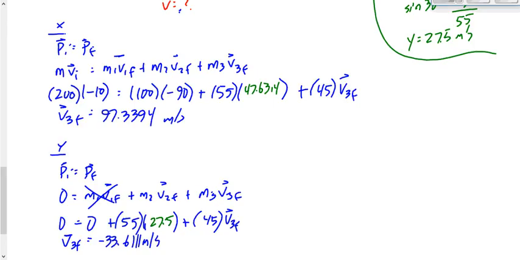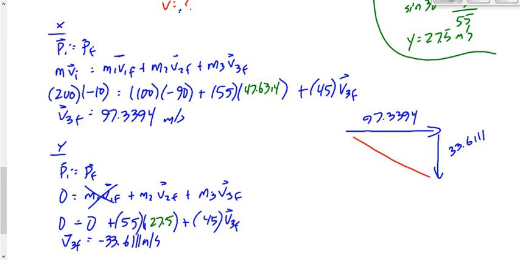All right. Now comes the easy part. Now all we got to do is this. Our x component is 97.3394. Our y component is 33 downwards. So we're going to say 33.6111 downwards. And then we're going to find V by using the Pythagorean theorem. And when we do, it works out to be 103 meters per second.